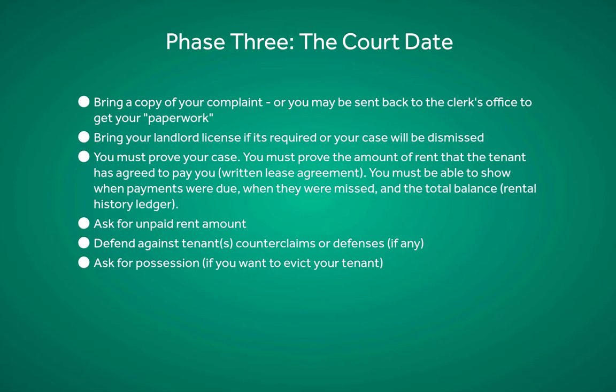Then you must prove your case. You must prove the amount of rent that the tenant has agreed to pay you. That is where the written lease agreement comes in. And you must also be able to show when payments were due, when they were missed, and the total balance. And that is what the rental history ledger is for. You have to ask for your unpaid rent amount, and you have to defend against your tenant's counterclaims or defenses if they present any. And if you want to get an order for possession against your tenant so you can evict them, you can also ask for possession.